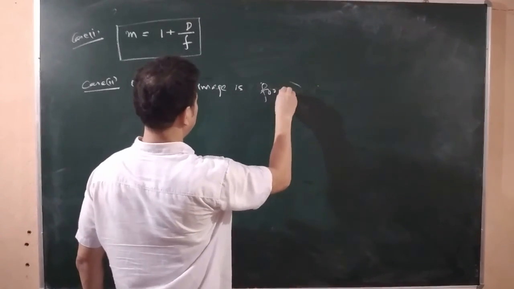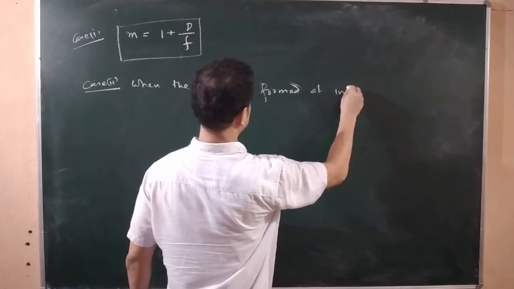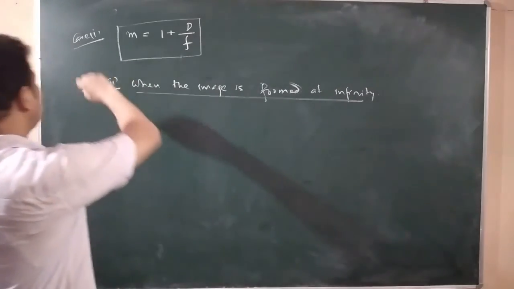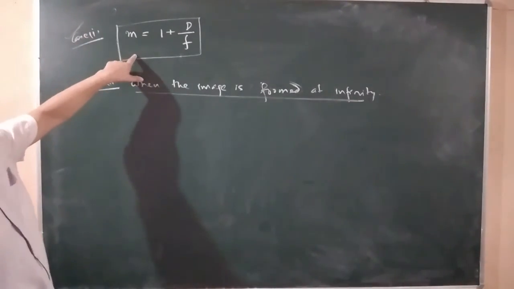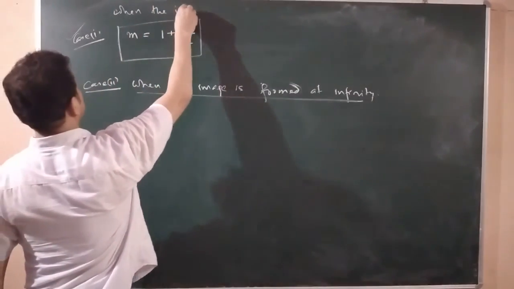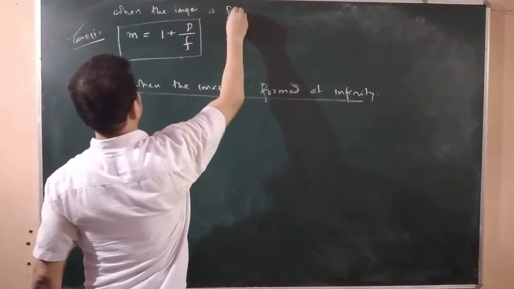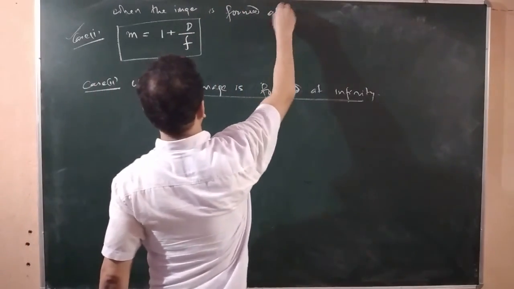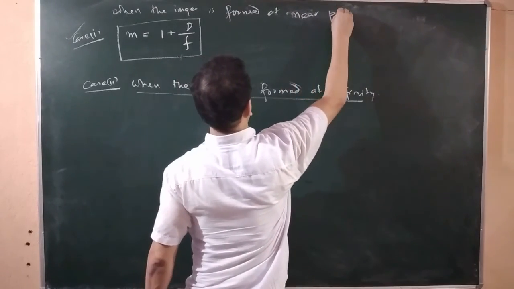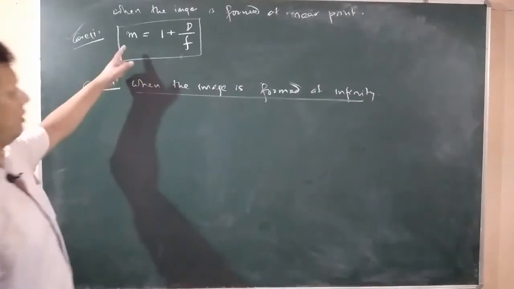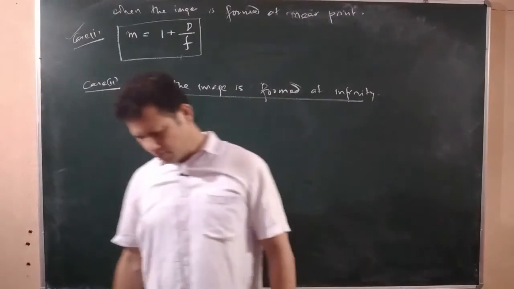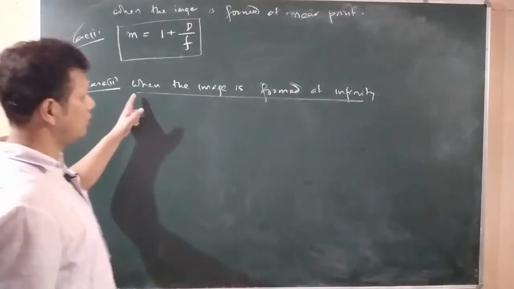infinity. The image is formed at infinity, this is the important case. This is the second case; we had already discussed the first case, when the image was formed at the near point, for which the formula of magnifying power is this one, which we have already discussed in our last video.